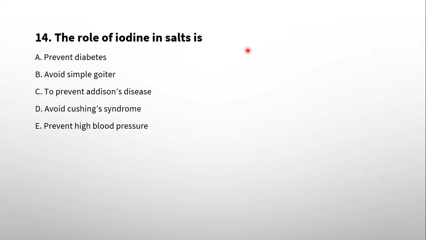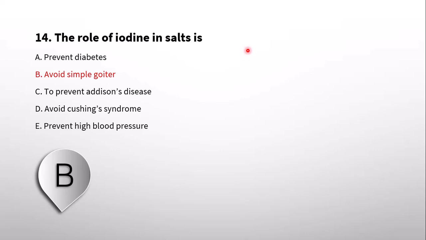14. The role of iodine in salt is: iodine is important in production of thyroxine. Yes, the thyroid gland. Thyroxine is a hormone produced by the thyroid gland and helps to avoid simple goiters. Yes, avoid simple goiters. There is a bit of endocrinology for those who are interested in knowing more. If you lack iodine, it means your thyroid gland is not producing thyroxine, because you need iodine to produce thyroxine.